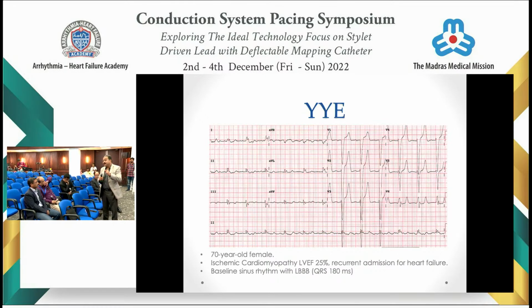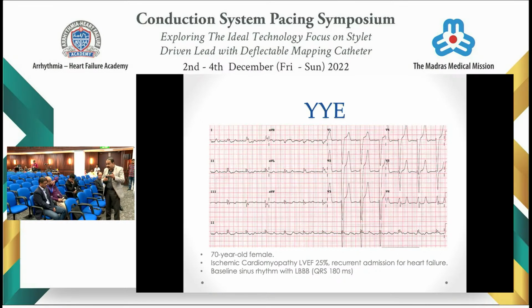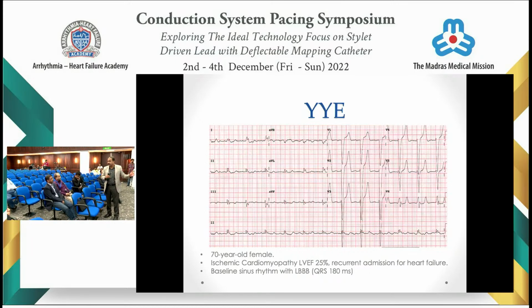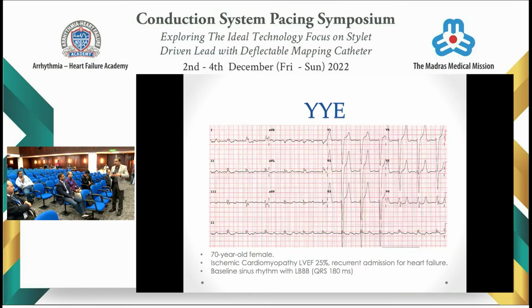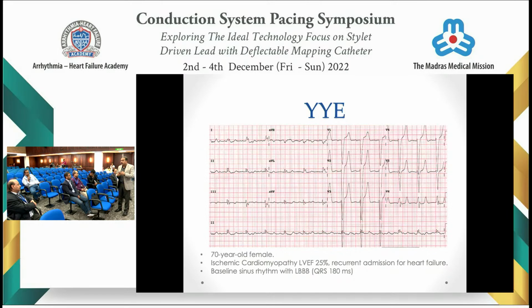The site where you pace in the right bundle, for example the moderator band or proximally, the time that is required to recruit the left bundle is significantly long when you do a selective right bundle pacing. That's simple. In the left bundle, because you are in close proximity to the bifurcation of the conduction system, you would be able to recruit both bundles almost simultaneously.